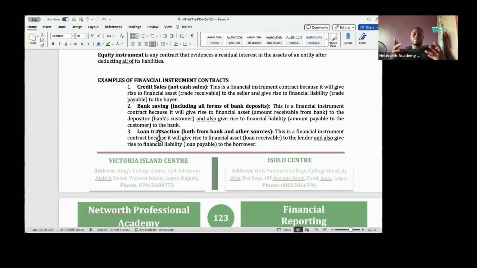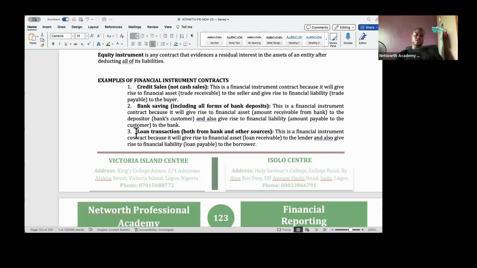So, bank deposit is a financial instrument contract because it gives rise to assets to the customer or depositor and liability to the bank. The two sides are complete. One entity is having assets, another entity is having financial liability. And that is a financial instrument contract. Those two sides must be complete.